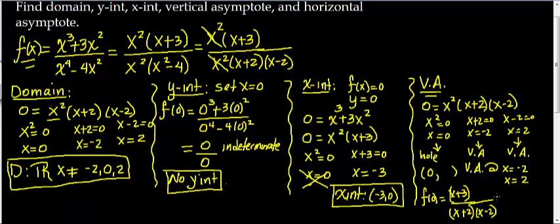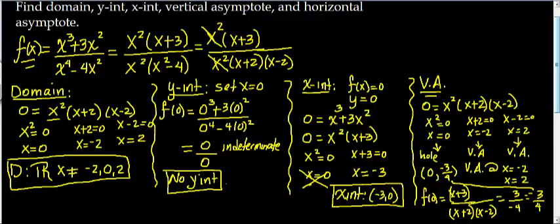And when you plug in 0 for x, in the numerator you get 3. In the denominator you get 2 times negative 2, which is negative 4. That means this is negative 3 over 4. And that is my y coordinate for my hole. Okay? And there you found your hole.